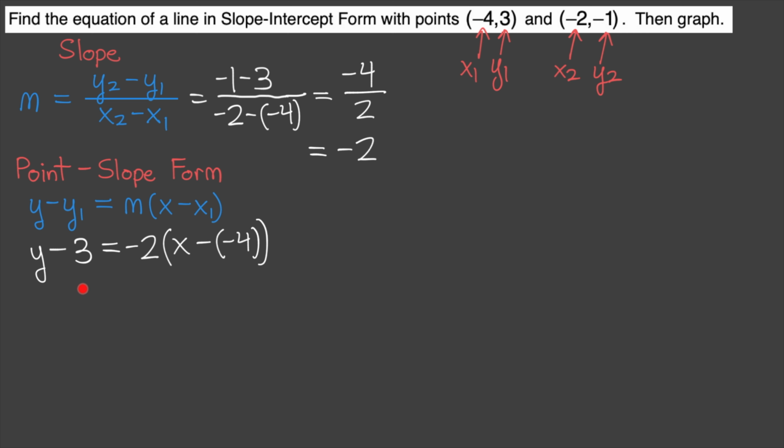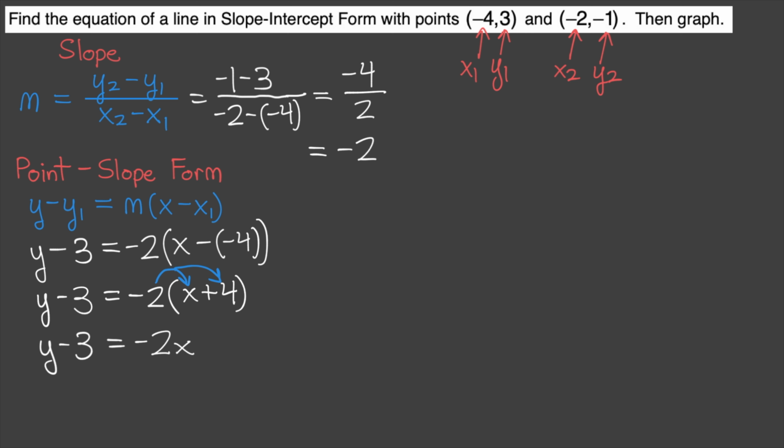All right, so now we just simplify. The left side I'll just leave right now as y minus 3. On the right side, we have -2 times x minus -4. So minus minus means plus, so x plus 4. Next, we will distribute this -2 into both these terms. Let's see what we get. So y minus 3 equals, -2 times x is -2x, and -2 times +4 is -8.